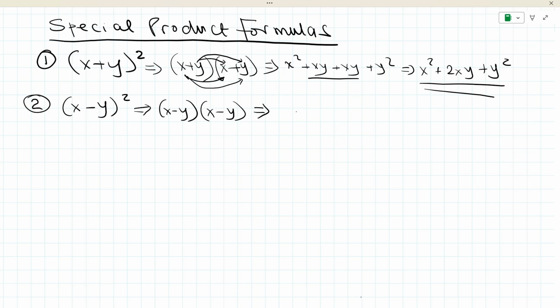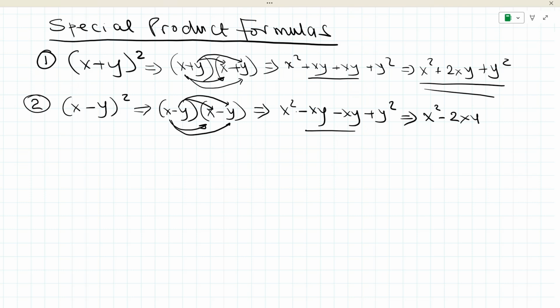And this will then give us x times x, it's x squared. X times minus y will be minus xy. And then minus y times x will be minus xy. And then minus y times minus y will give us positive y squared. And because these two are the same, we will combine them and finally have x squared minus 2xy plus y squared. And that would be our final answer.